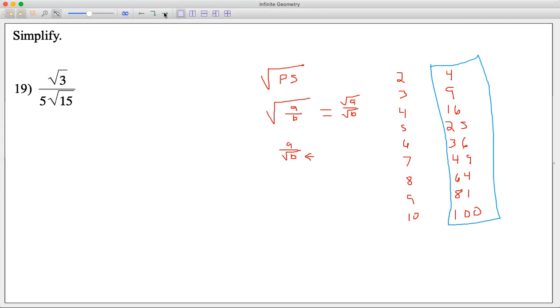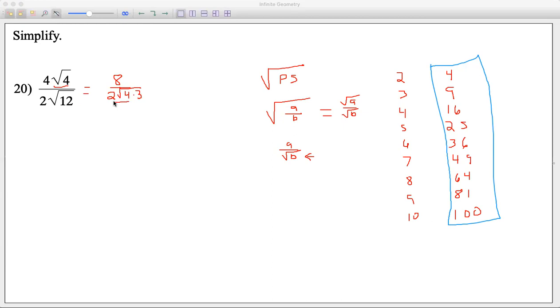All right. Let's see. I want one that reduces. Okay, this one will reduce. Step number one, if you can take some square roots, take some square roots. Simplify top and the bottom. All right, so the square root of 4 is 2. 2 times 4 is 8. And on the bottom, we can write that as 2 times, we've dealt with 12 a whole bunch of times today, 4 times 3. The square root of 4 is 2. 2 times 2 is 4. So we get 8 over 4 root 3.